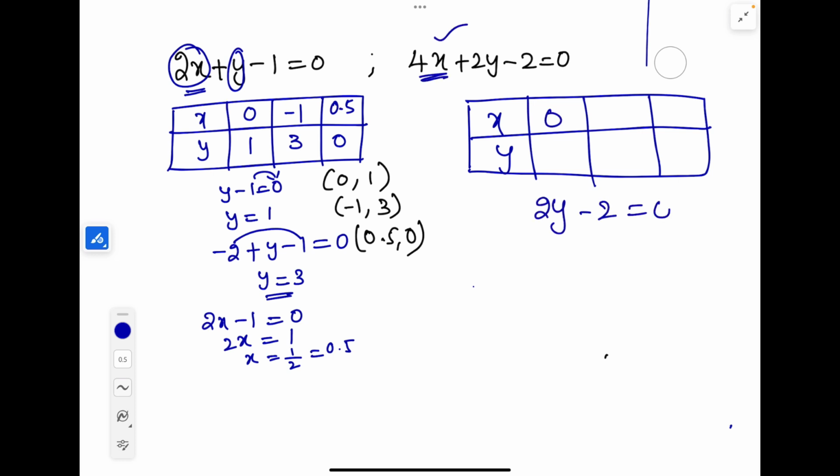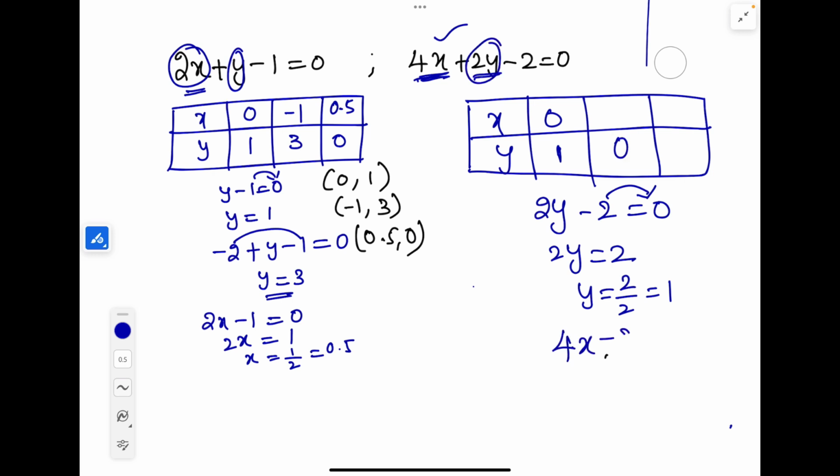2y minus 2 is equal to 0. This part becomes 0, child. So 2y is equal to minus 2 becomes plus 2. y is equal to 2 by 2, which is 1. So here you put 1. Next one, let us take y value as 0. If we take y value as 0, this part becomes 0. So 4x minus 2 is equal to 0. 4x will become minus 2 goes that side and becomes plus 2. x will become 2 by 4, which is 1 by 2 or 0.5. So here 0.5.